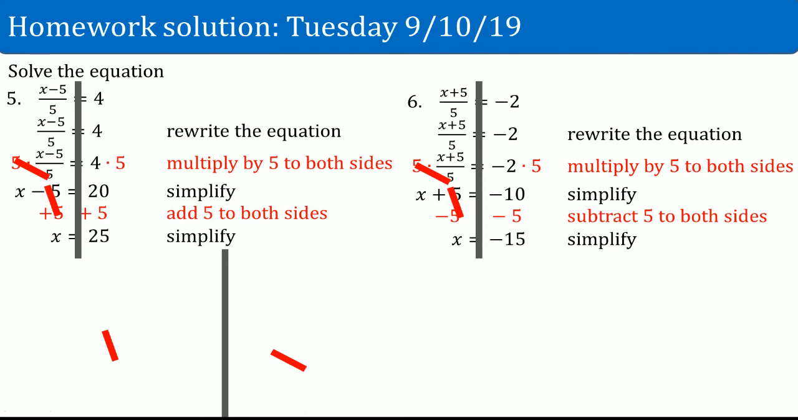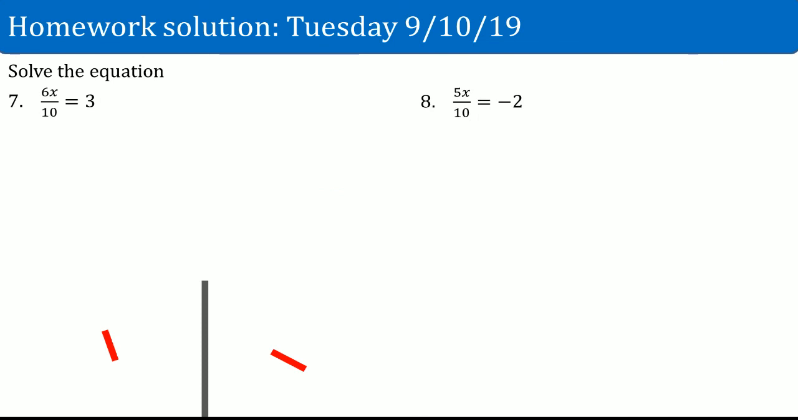So that is your 5 and 6. 7 and 8. Again, ignore this. This is just trash. I was just using it to make the animations.